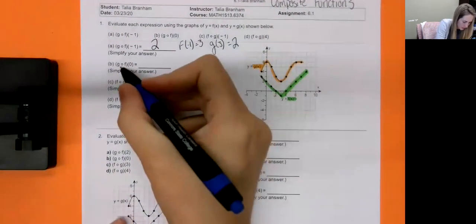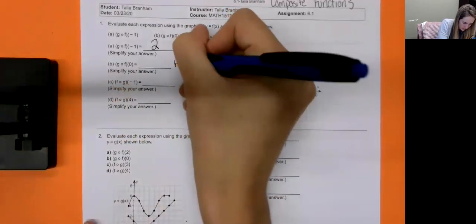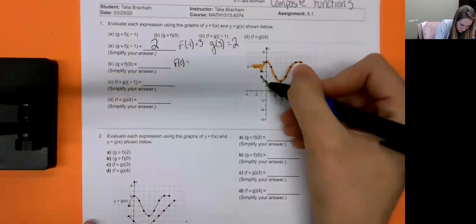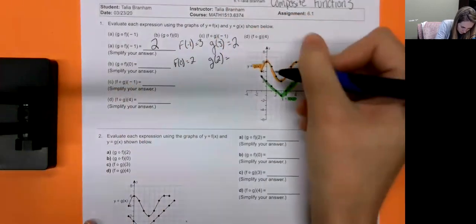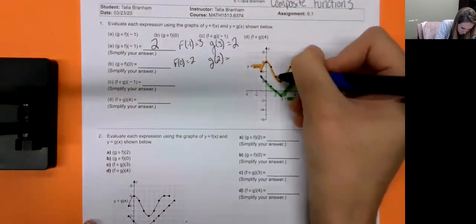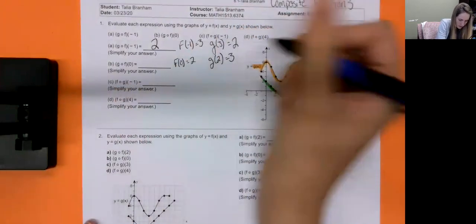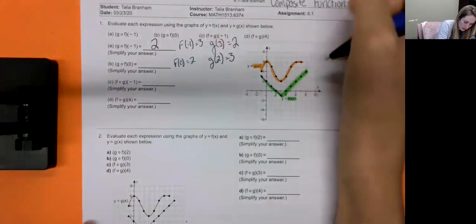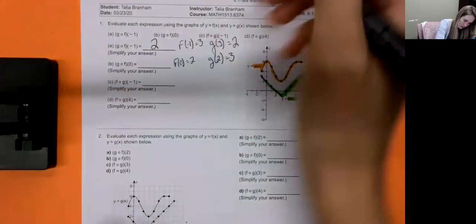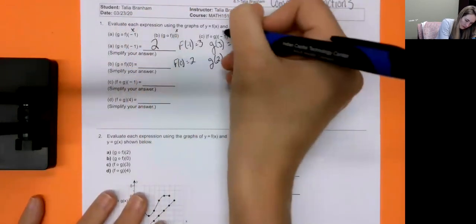On this one, we have g of f of 0. So first find f of 0, which is 2. And then we put this number in for this. So g of 2 equals 2. So it would be 3. Big thing to remember on these is that this number over here, these are x values.